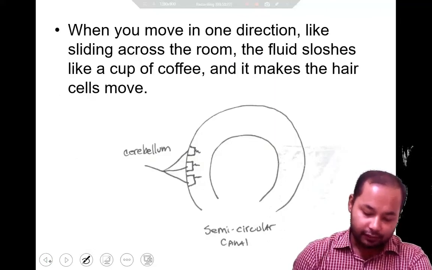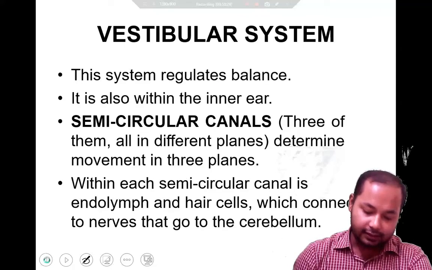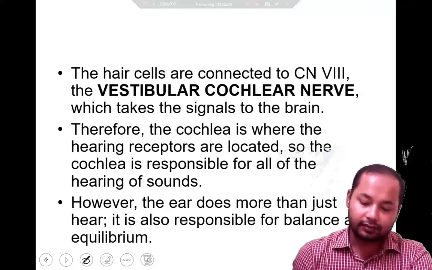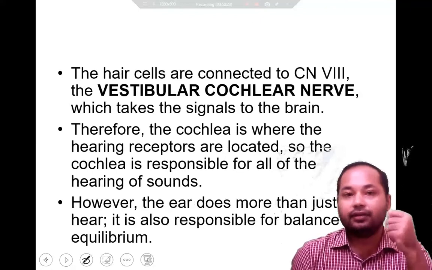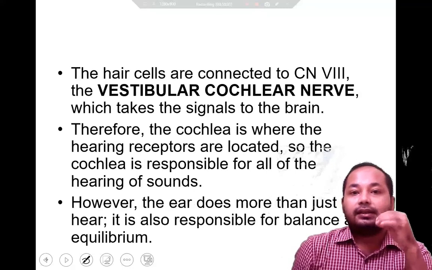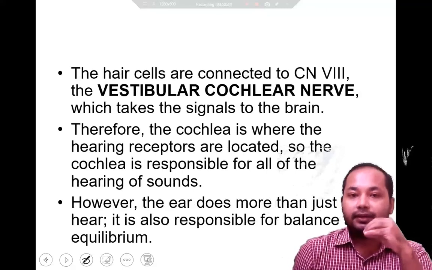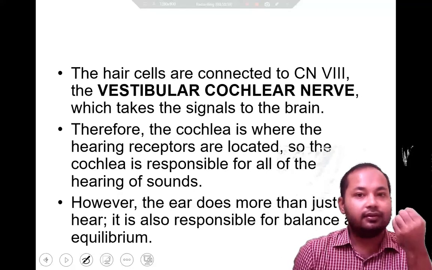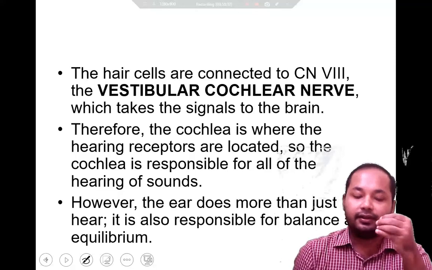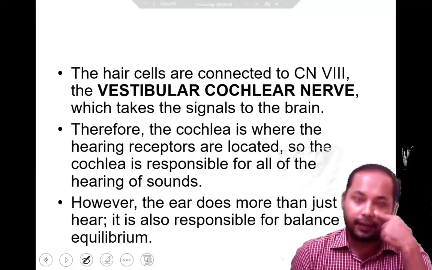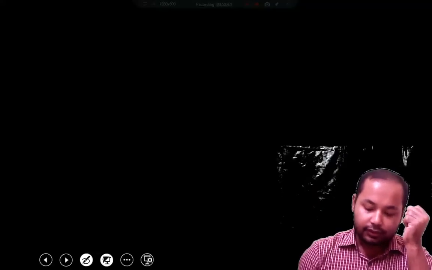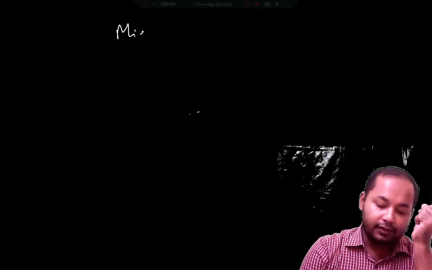As I have already told you, all these slides spell out the same thing. So with this, I complete the external ear, the middle ear, and the inner ear. Of course, the applied importance is important. So, the applied importance of the middle ear.